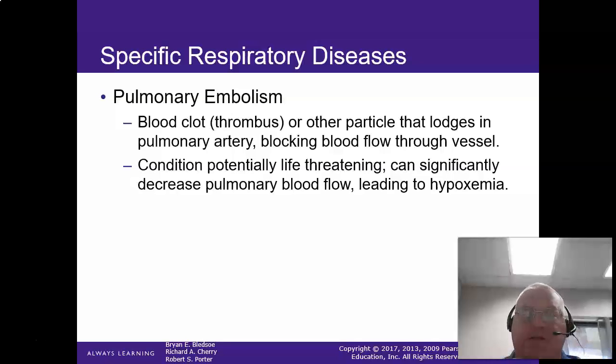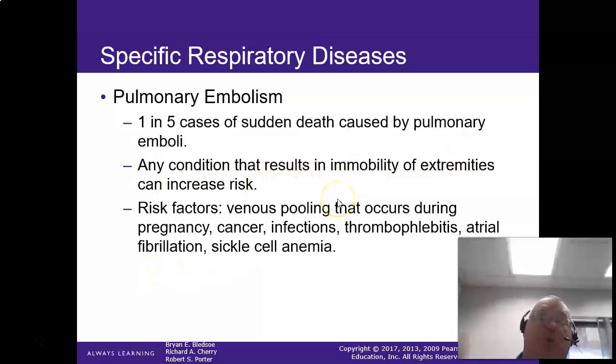Now, a pulmonary embolism, we usually find this out through history and find out what's going on. But it's usually when there's a blood clot that blocks one of the pulmonary arteries and blocks the blood flow through there. And again, it can lead to decreased pulmonary blood flow and leads to hypoxemia. And again, 1 in 5 cases are actually sudden death cases, so it happens just like that. Again, look for the risk factors here.